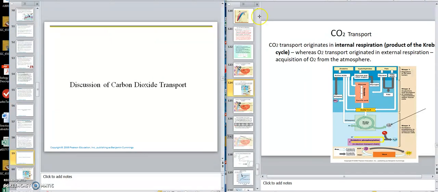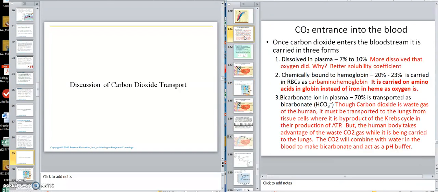All right. So we come back here, and I'm going to say, once carbon dioxide enters the bloodstream, as we showed below, it's carried in three forms. Remember, O2 was carried in two forms. Some hooked to hemoglobin and some dissolved. But this is carried in three forms. Okay, 7 to 10% of CO2 is dissolved in the plasma. And again, we're back to Henry's law. How much can dissolve in the plasma depends on the partial pressure and so forth. Now, only 2 to 3% of O2 was dissolved in the plasma.